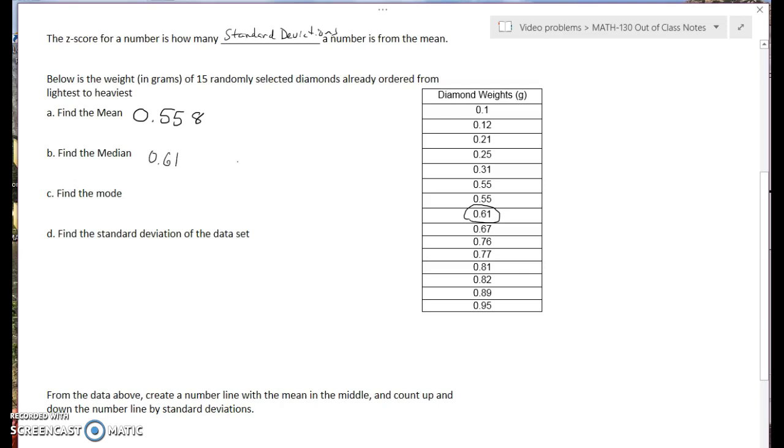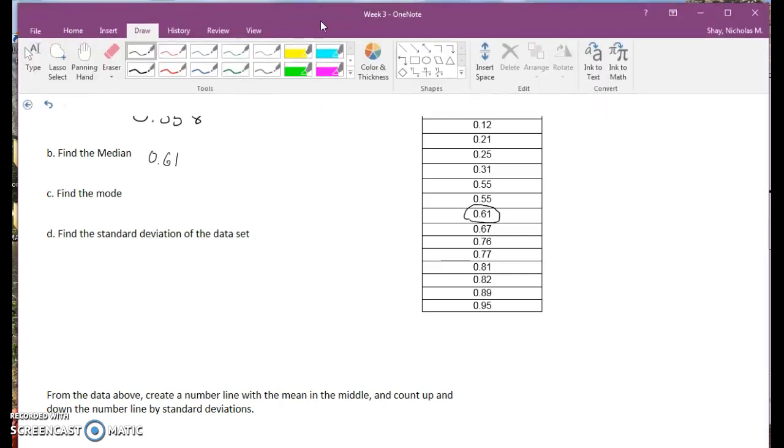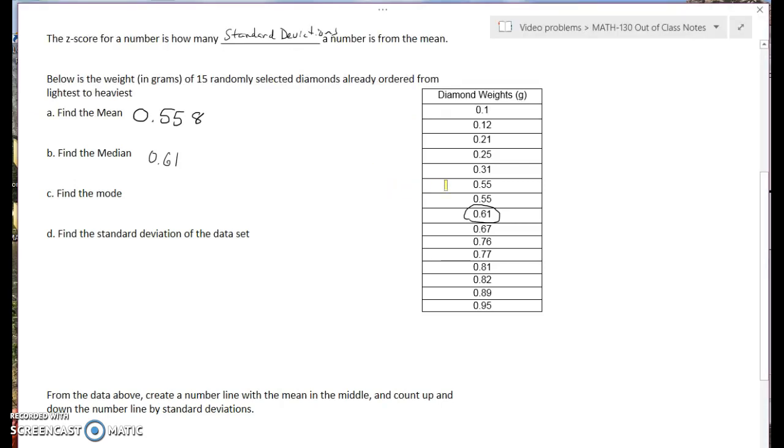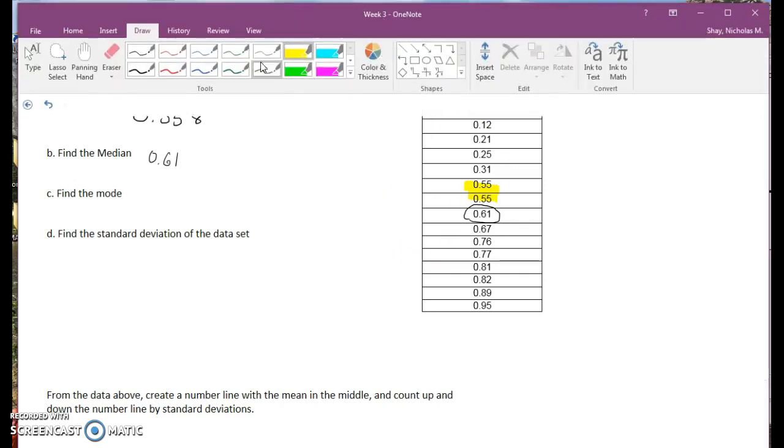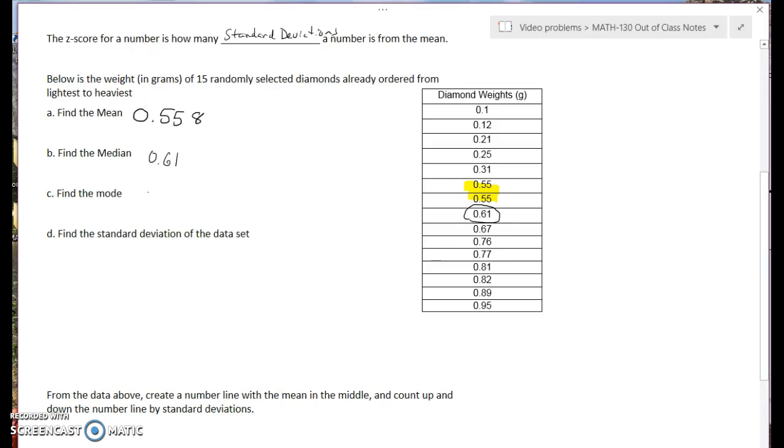Finally, find the mode. Mode is the number that shows up most often. Let's take a look at this list and see what number shows up most often. You can see right here, 0.55 shows up twice. I don't think any of the other data values in the list show up more than twice. So our mode for the data set would be 0.55.